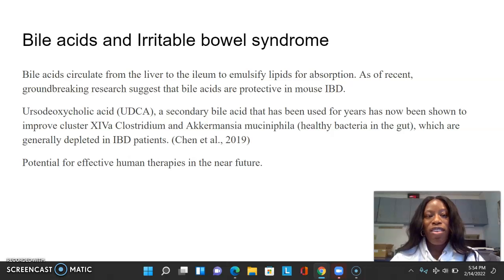And then finally, we have bile acids and irritable bowel syndrome. It has been shown that bile acids can potentially provide effective human therapy in the near future, specifically a secondary bile acid called UDCA that has been known for many, many years and has been shown to improve the healthy bacteria in the gut, which is typically seen in patients with IBD.